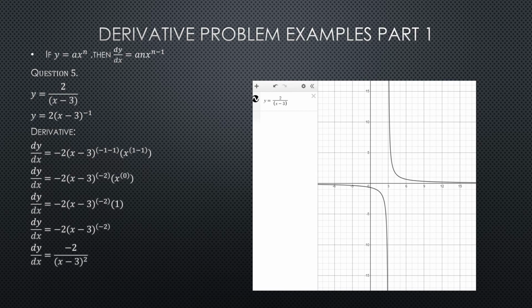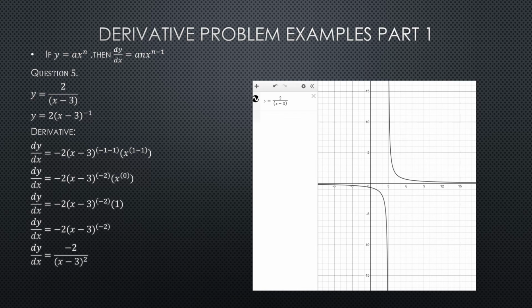So this one is going to start out similar to the other one, but we're going to have to do an extra, kind of different step, and you probably just need to see it once or twice before you catch on to what's going on here. We're going to do the same thing and move the denominator up into the numerator, and that gives us y equals 2 times the quantity x minus 3 raised to the negative 1 power.